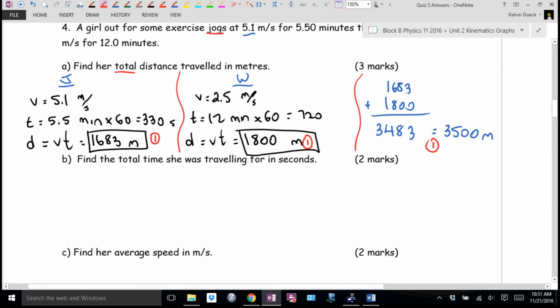Find the total time she was traveling for in seconds. You know what? I think I can find total time. Give me 1 second. We'll pause the video recording.